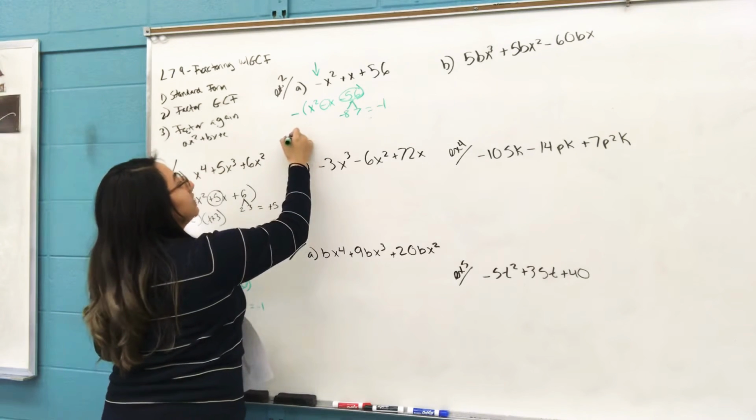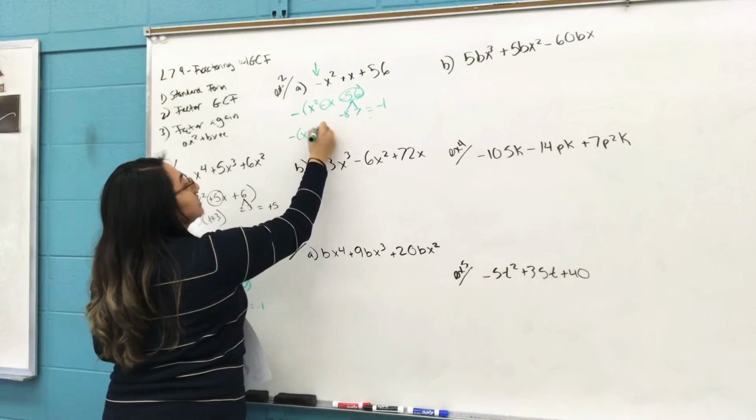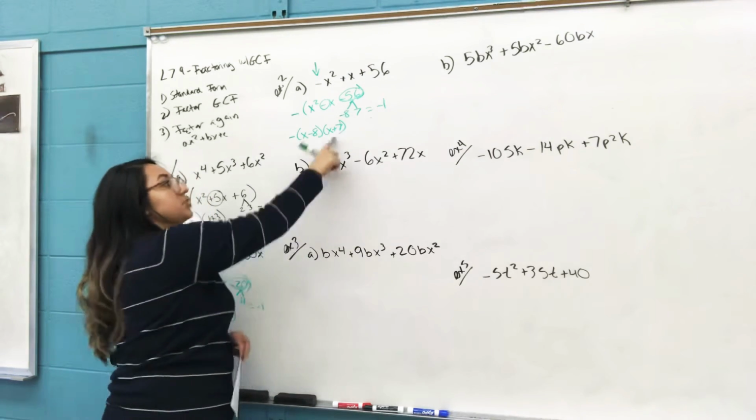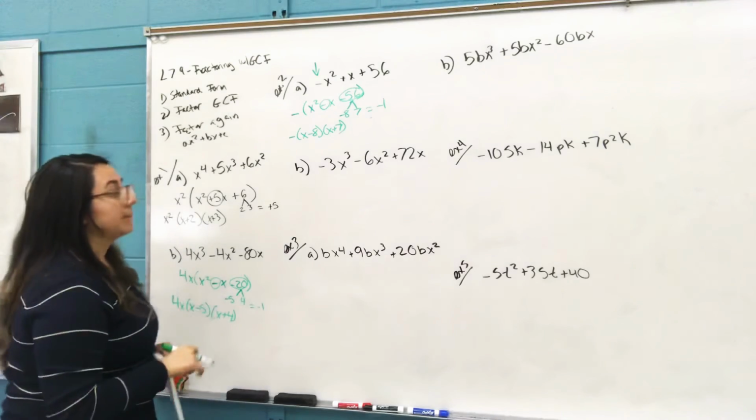And now we go ahead and factor: negative x minus 8 times x plus 7. It's a positive, it's a negative. Make sure you have your correct signs accordingly.